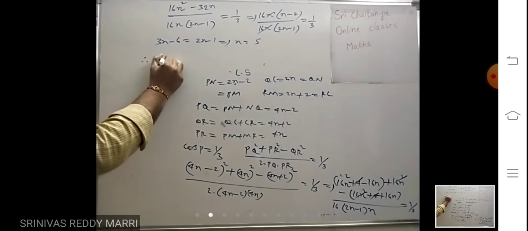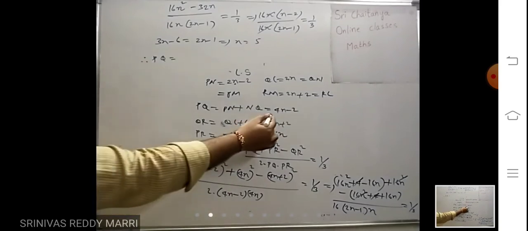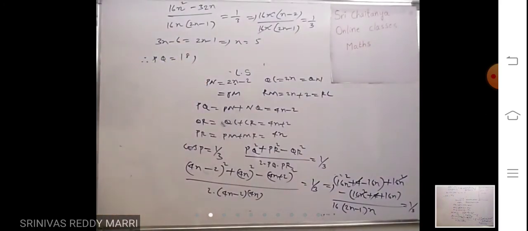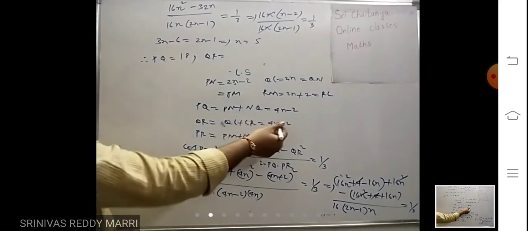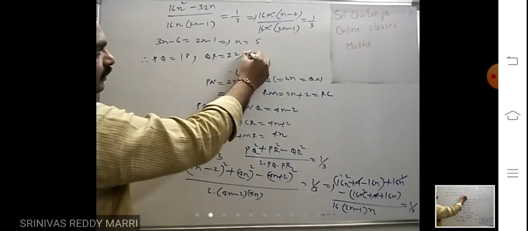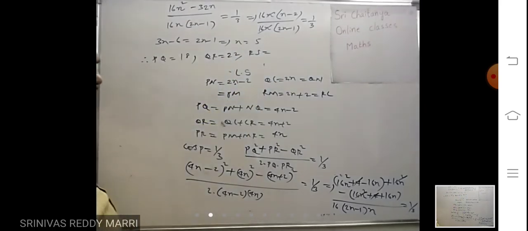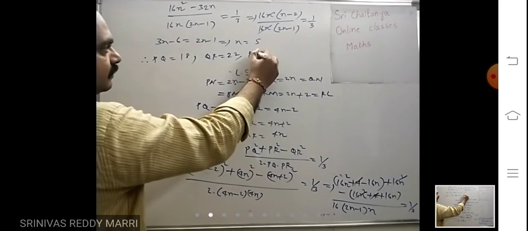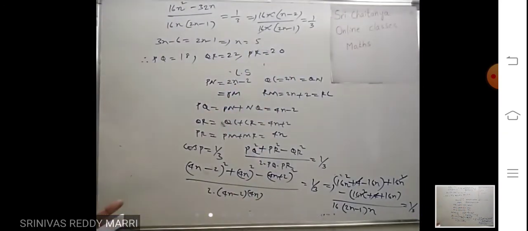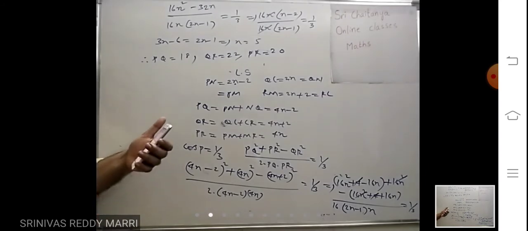Therefore, the sides: PQ is 4n minus 2, that is 4 into 5 minus 2, which is 18. QR is 4n plus 2, which is 4 into 5 plus 2, 22. PR is 4 into 5, 20. So you got the answer: sides 18, 22 and 20. So 18 and 22 are there. B and D are the correct answers.